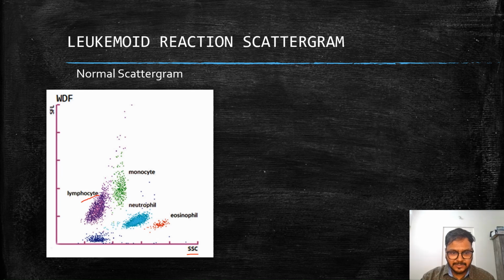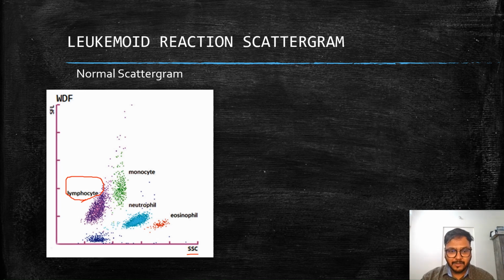We can see lymphocyte is close to the origin because lymphocyte has the smallest size and no granules, therefore very low forward and side scatter. Monocyte has the largest size, therefore it has very high forward scatter but very less side scatter because it has no granules. Neutrophils has numerous granules, therefore high side scatter compared to monocyte. Eosinophils has dense coarse granules and which are very much in number, therefore very high side scatter.